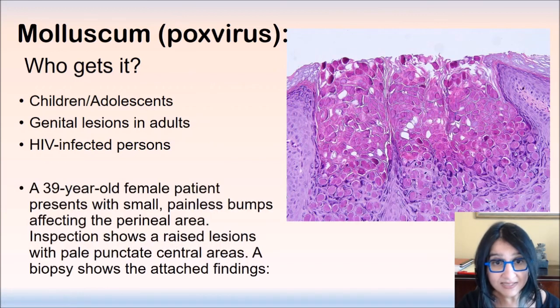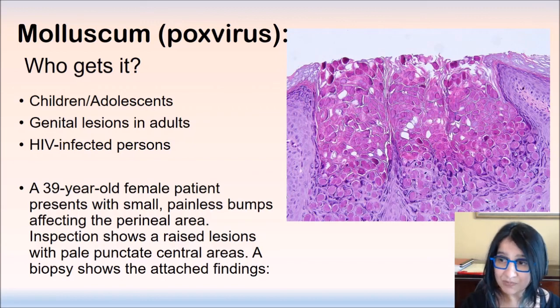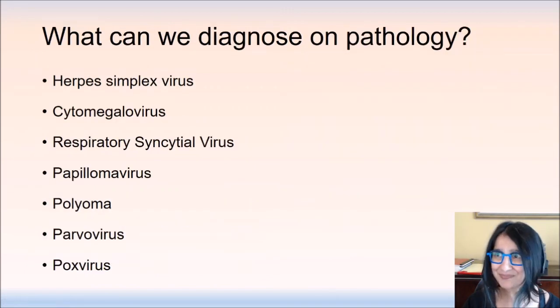So here would be a classic scenario: a 39-year-old female patient with small, painless bumps on her perineum. Inspection shows raised lesions, maybe it would say pearly lesions with pale punctate central areas. A biopsy shows the findings in this image. That would be molluscum contagiosum, caused by pox virus.